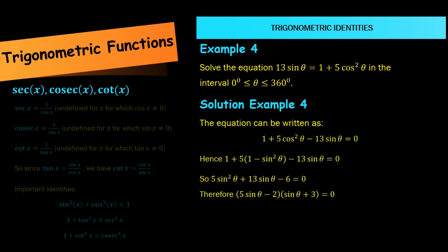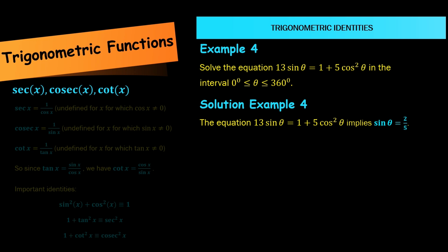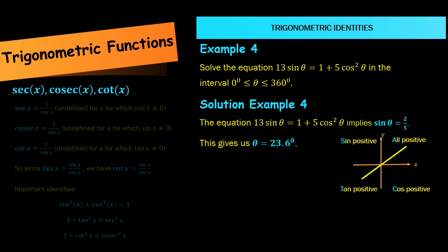And we can factorize this as shown. This implies that either sin theta equals 2 over 5 or sin theta equals minus 3, which is clearly impossible. And therefore we have that sin theta equals 2 over 5. If we plug this value into the calculator, we obtain that theta equals 23.6 degrees.